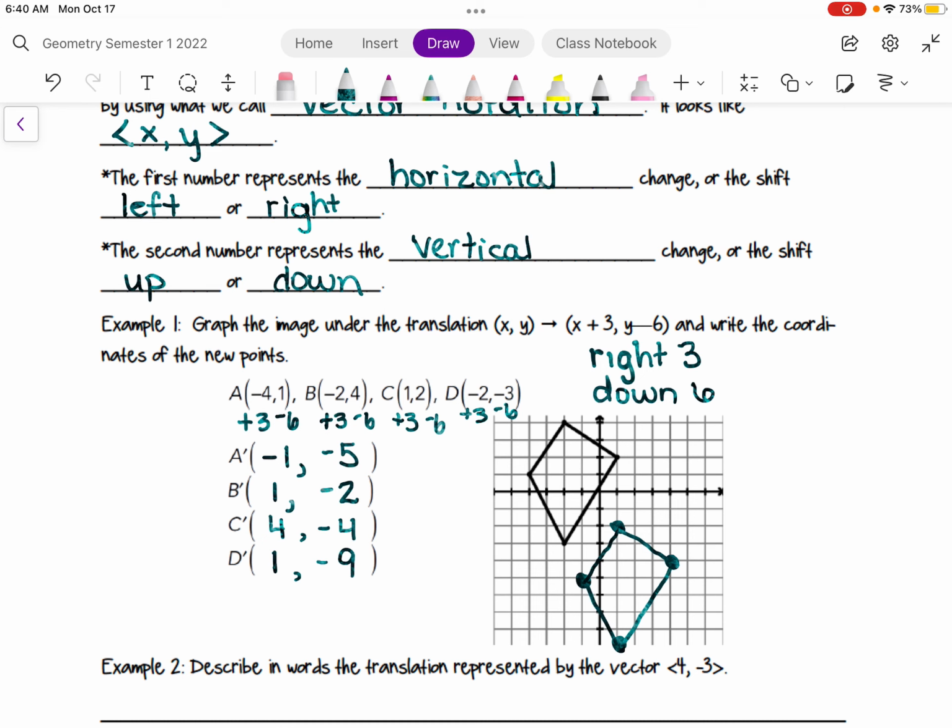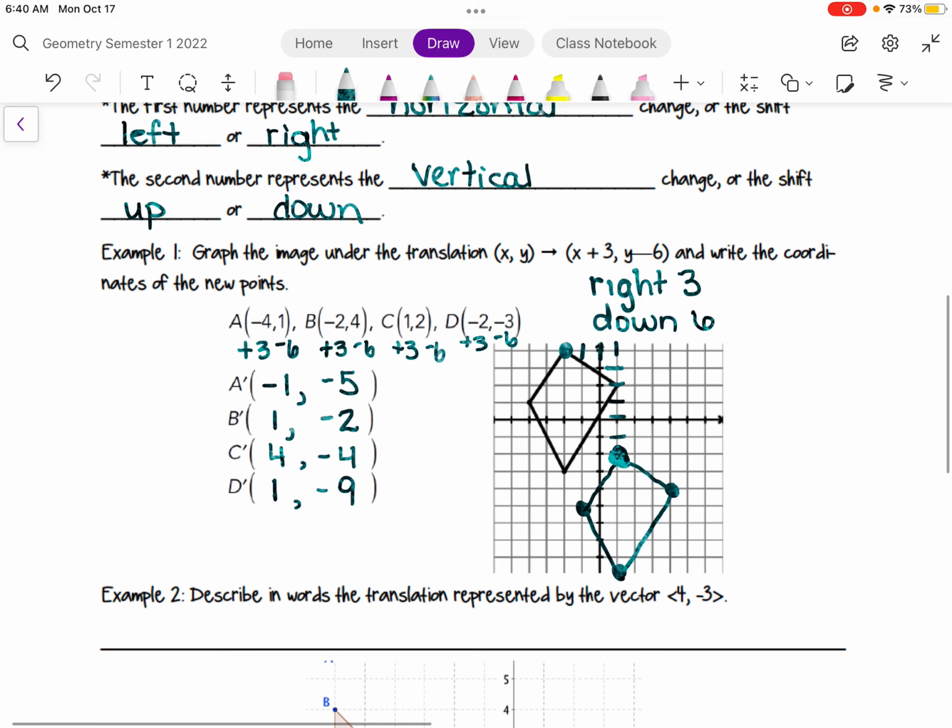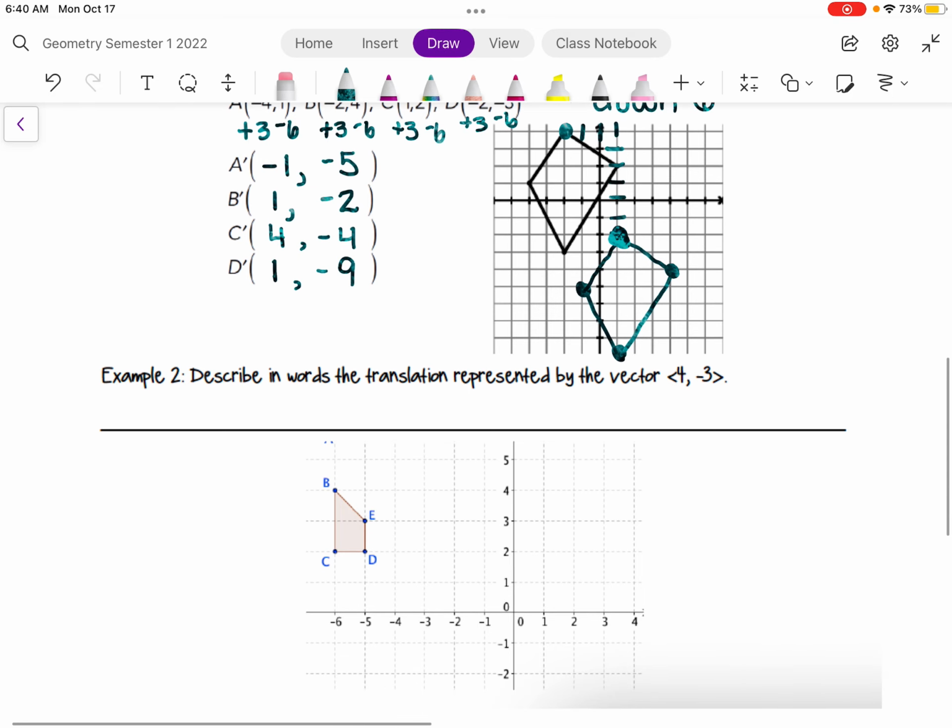Okay. Some of you may find it easier to take this point and count 1, 2, 3, and then down 6. 1, 2, 3, 4, 5, 6, and plot points that way. If you do not like adding and subtracting positive and negative numbers, you can also just count if you're given a graph. Okay, says describe in words the translation represented by the vector 4, -3.